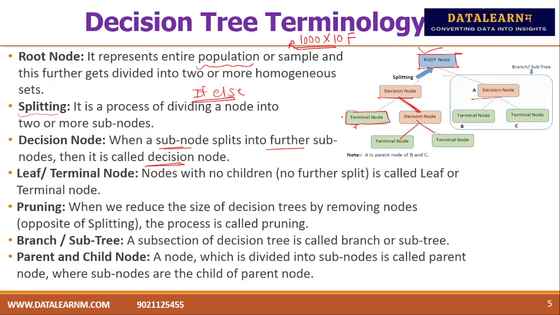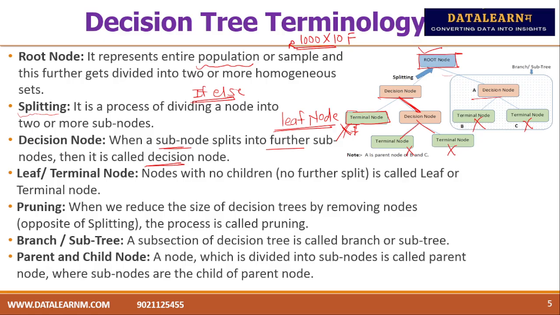This is a final node. After this terminal node nothing is there, so this is known as the leaf node, the last node of a tree. After this there will be no splitting, so this will be the final node for a decision tree. So three types of nodes are there: root node, decision node, and terminal node.